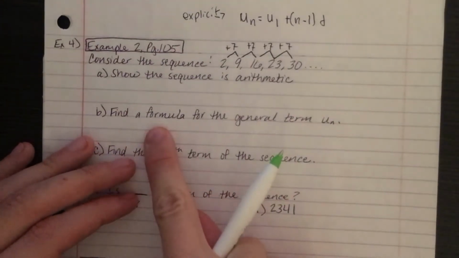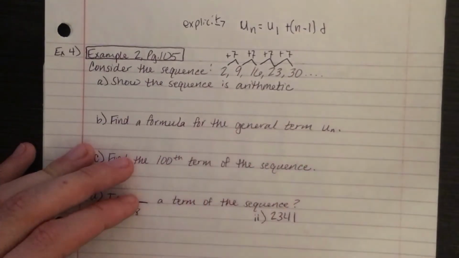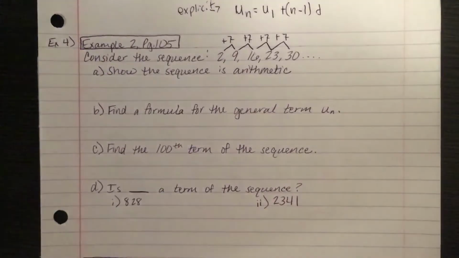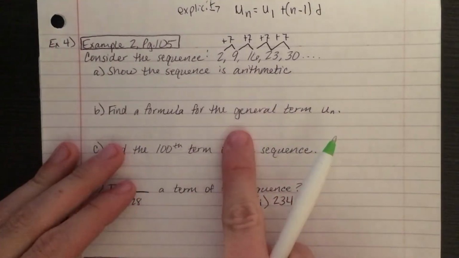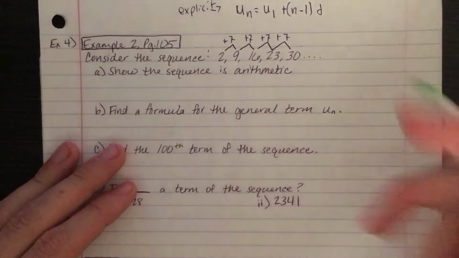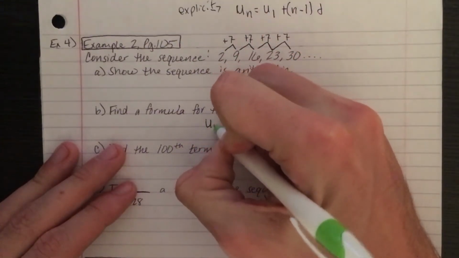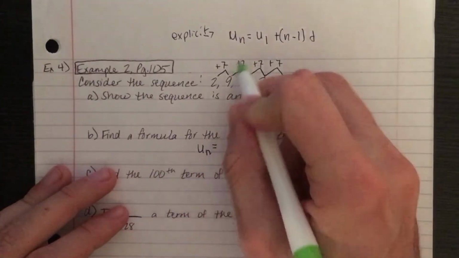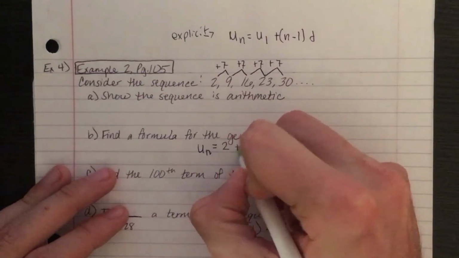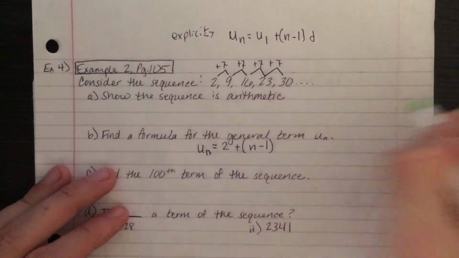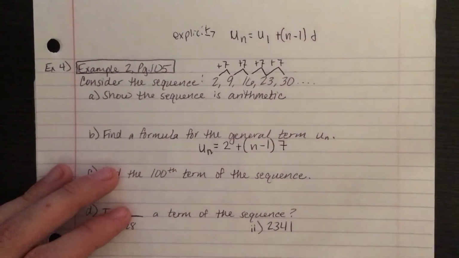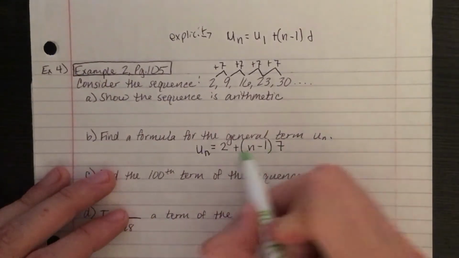Now the next thing we want to do is find a formula for the general term here. So we're going to lay this out. We're going to do the explicit term. We're going to say the general term U sub n is equal to the first term, U sub 1, which is 2, plus n minus 1 times the common difference, which is 7. And to make your lives easier, I would simplify this.